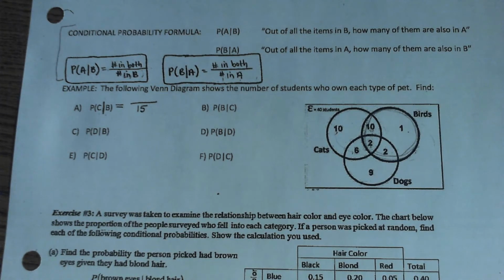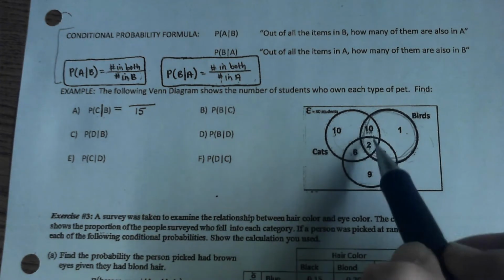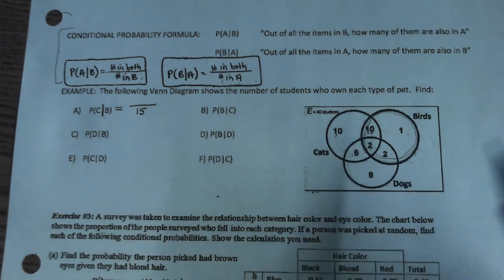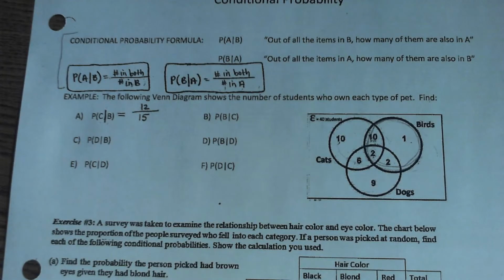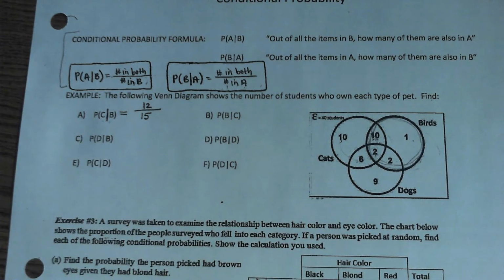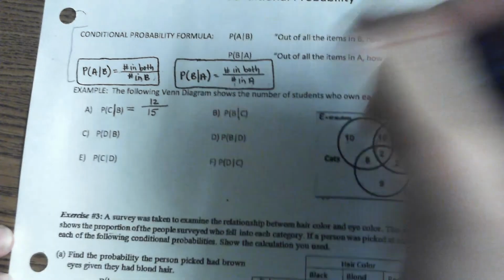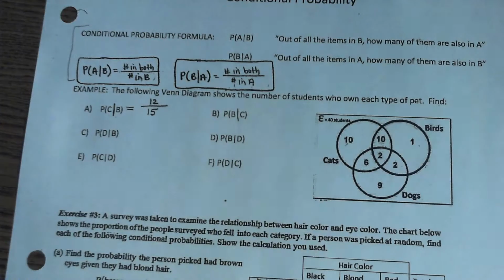12. You see it? You've got the just a cat, in addition to the people who own a cat and a dog in addition. So there are 12 out of 15 there. Does that make sense? Okay, try B on your own. Probability of owning a bird given that you own a cat. Don't simplify for now, just to make us all on the same page.